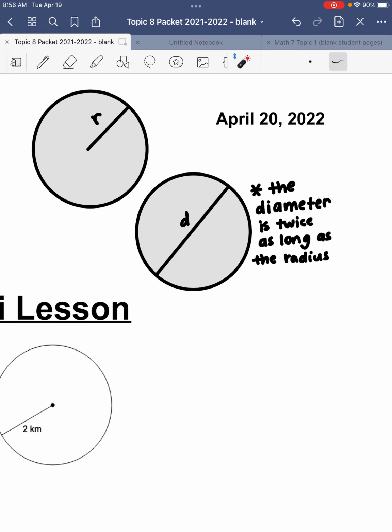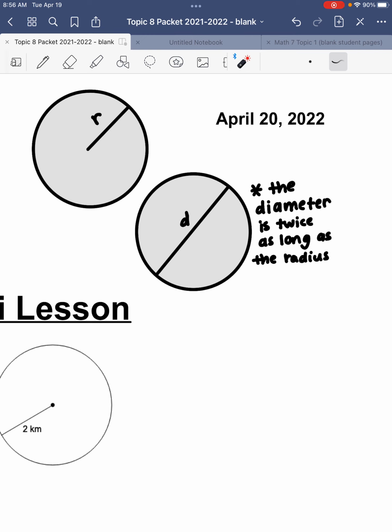I want you to remember that the diameter is always twice as long as the radius. In other words, the diameter is 2 times the radius. But that means that the radius is always 1/2 of the diameter. In other words, the radius is the diameter divided by 2. Okay? So now that we know that relationship, we've reviewed what the circumference is.